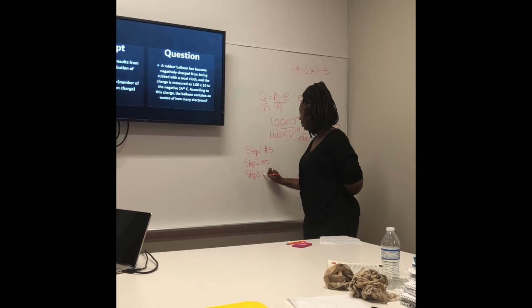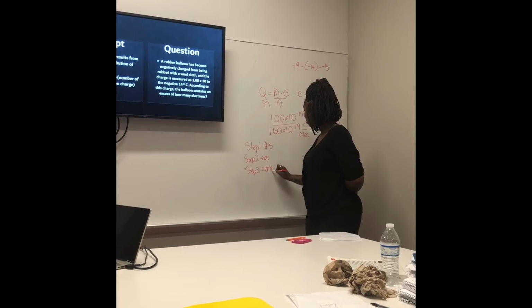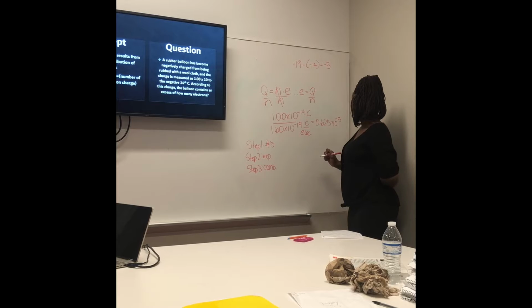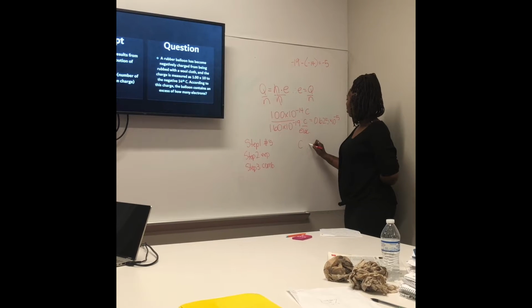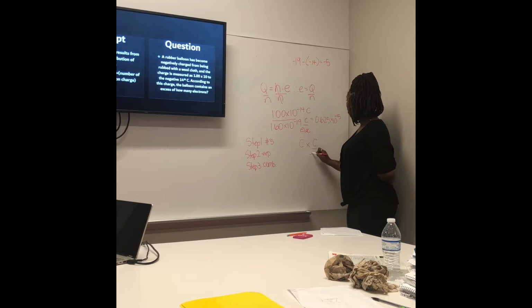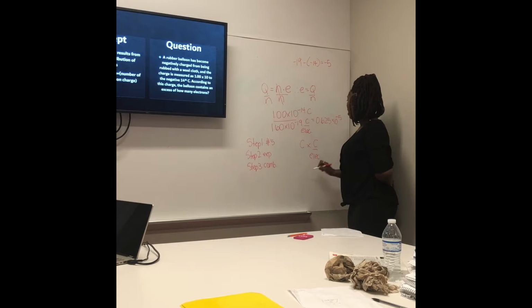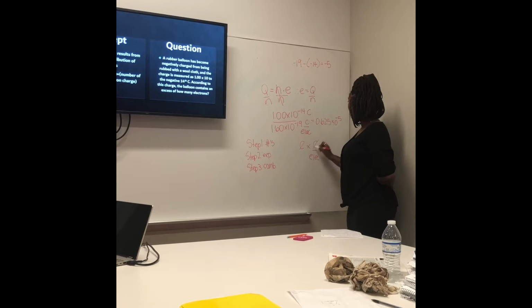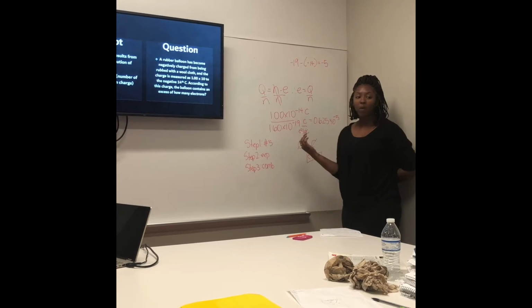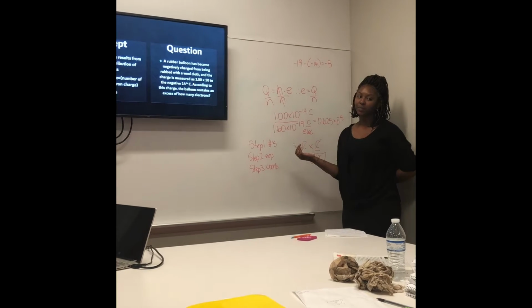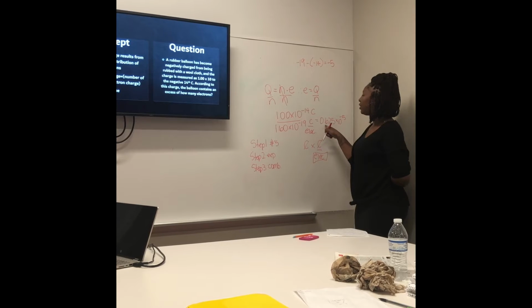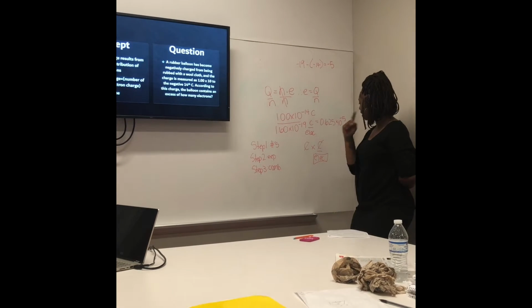Coulombs over coulombs per electron. Our coulombs cancel, and we're just left with the electrons. So are we finished with this problem? No, because we have to put this number into scientific notation.